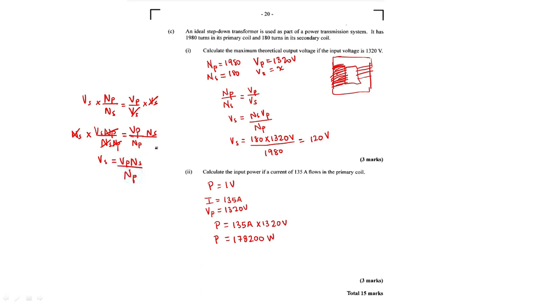Great. And then now that we have our values listed here, we just stick them in. 180 times 1320, we have it here. And then we have 1980 for NP. And so we're going to end up with 120 volts when we do our calculations. Then down here it says calculate the input power if a current of 135 amps flows in the primary coil.